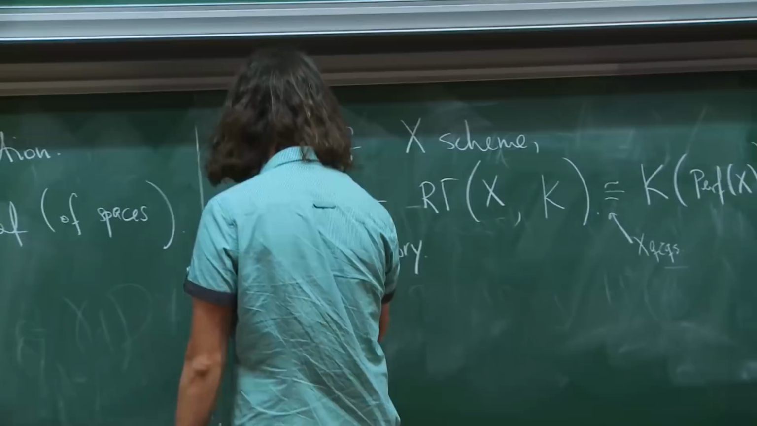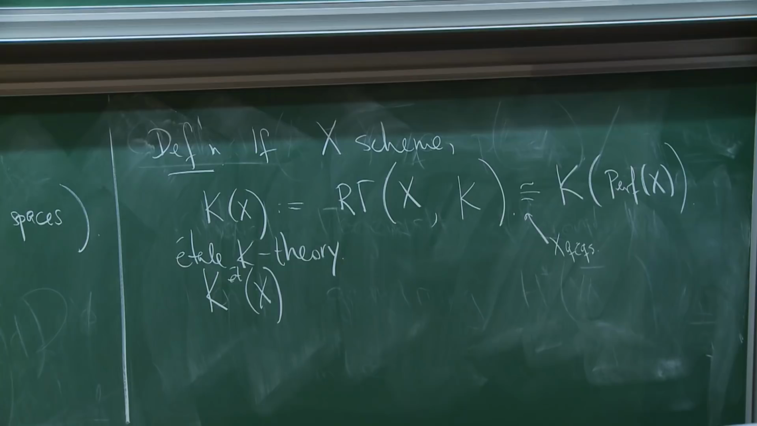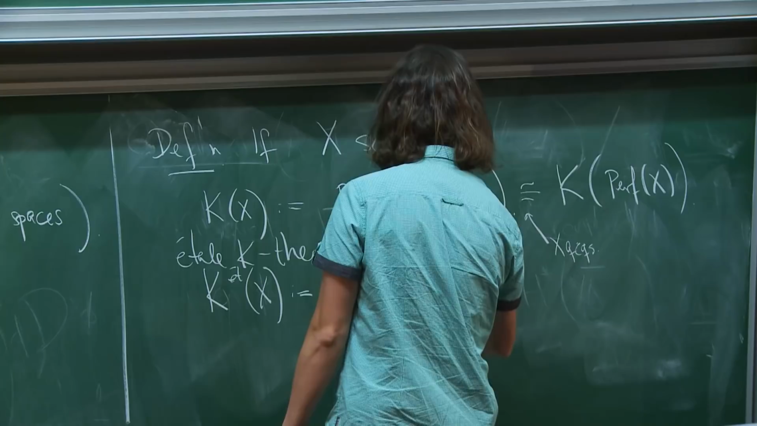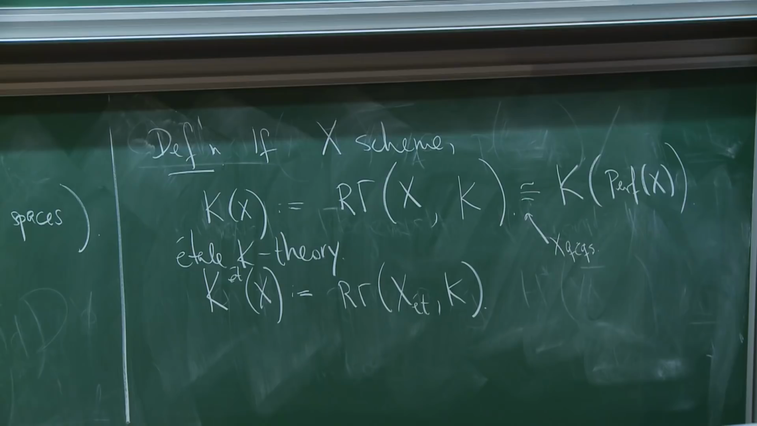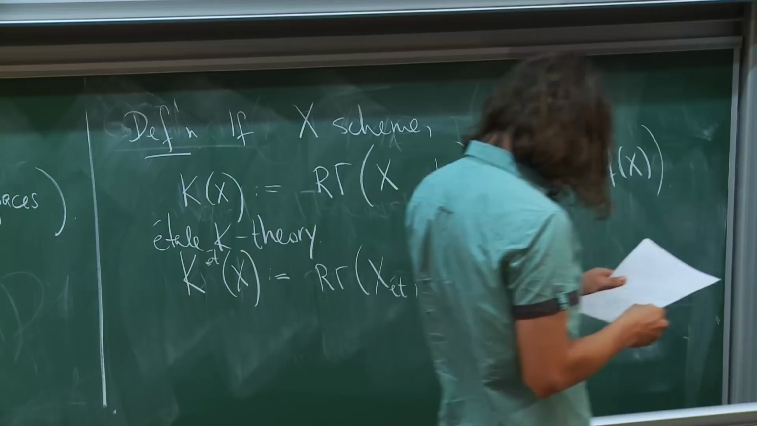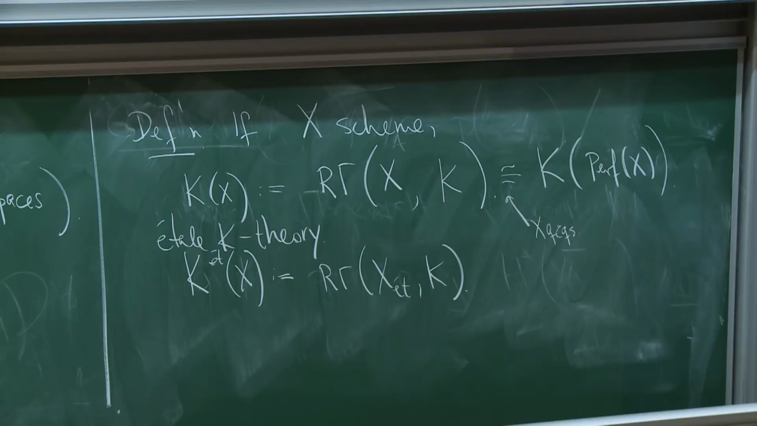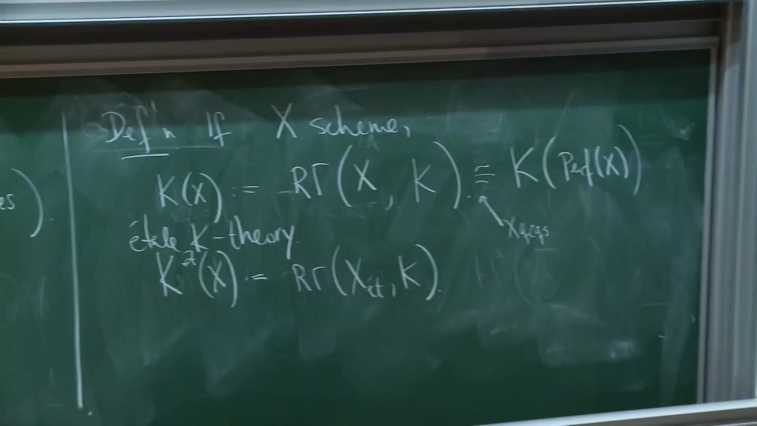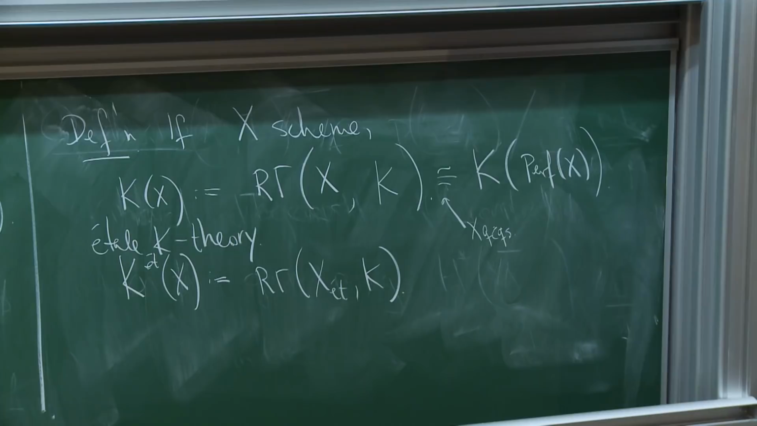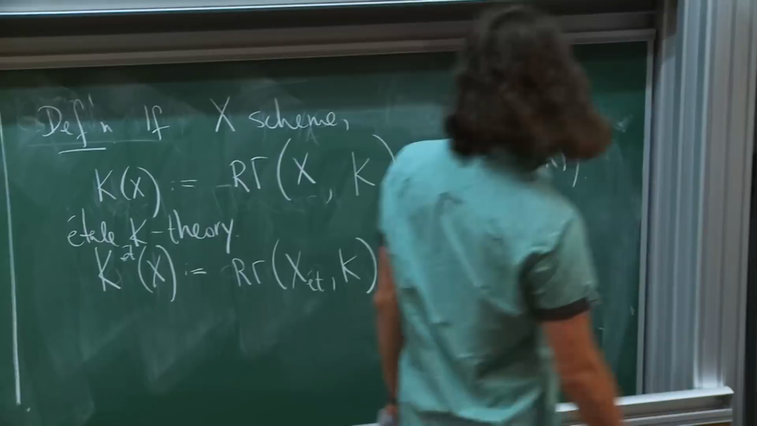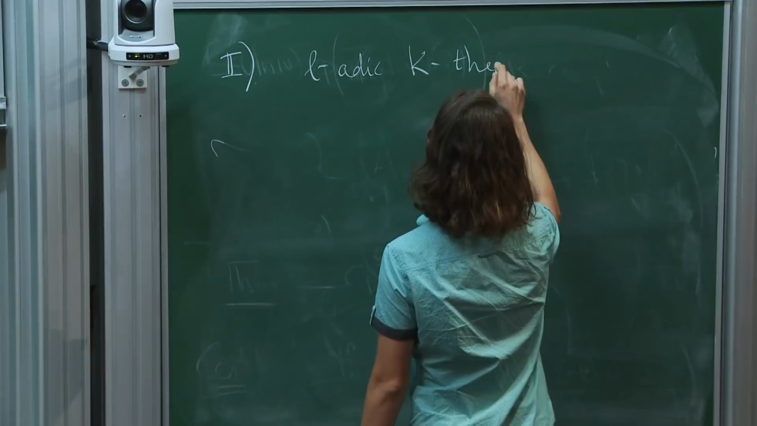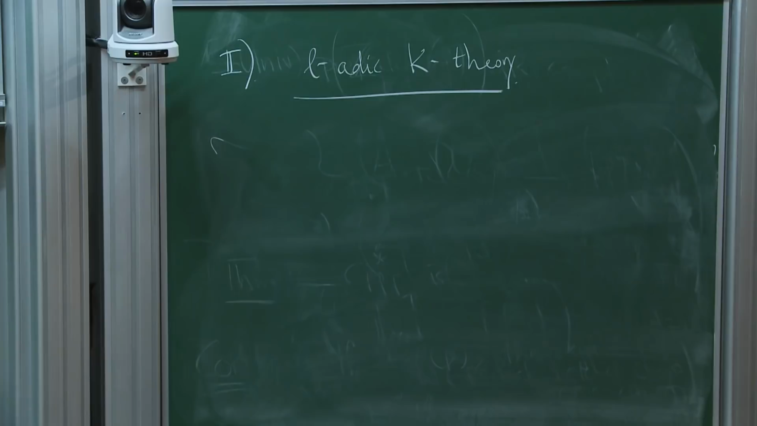I also want to define étale K-theory as the global sections on the étale site. So this is something different. It's the global sections of the étale sheafification of the theory. The first thing that was then pretty well understood about K-theory is what it looks like l-adically, so after l-adic completion, at least as concerns the étale theory.